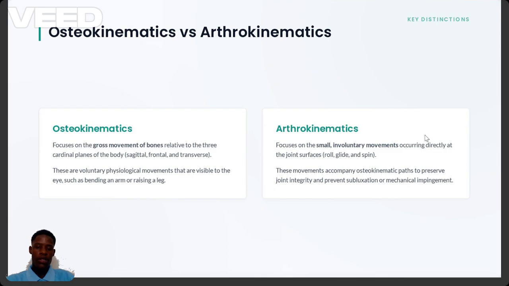You need to understand the difference between osteokinematics and arthrokinematics. Osteokinematics focuses on gross movement of bones relative to cardinal planes of the body. It is the large visible voluntary movement of bones relative to the planes, like your bending of your elbow or your leg when you kick. Arthrokinematics focuses on small involuntary movements occurring directly at joint surfaces. This includes your rolling, your gliding, and your spinning.